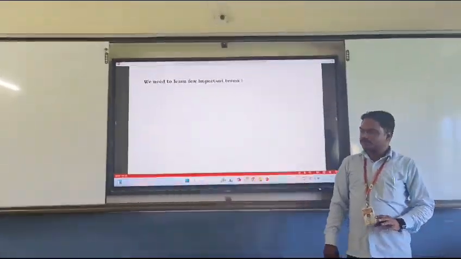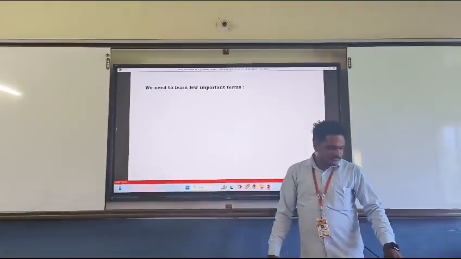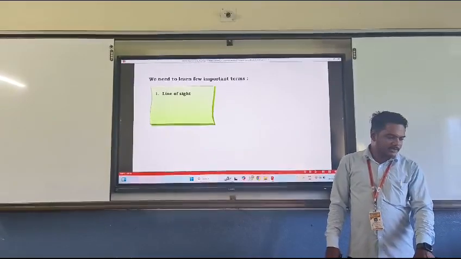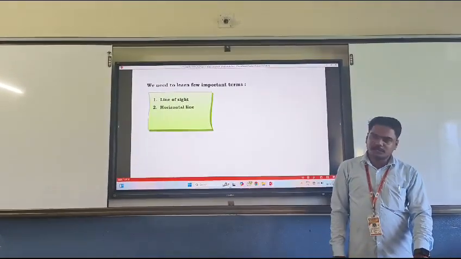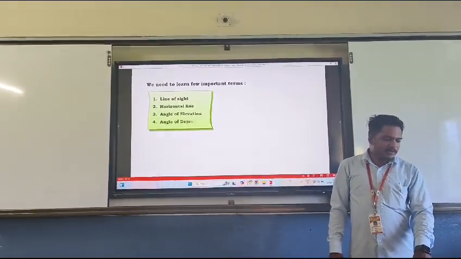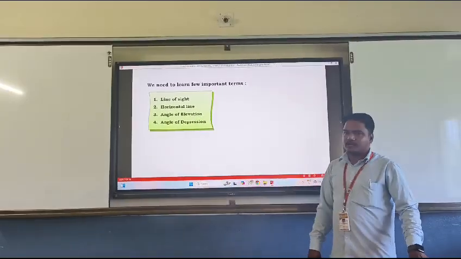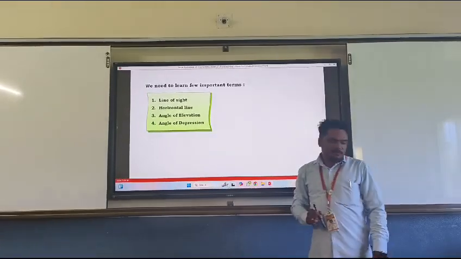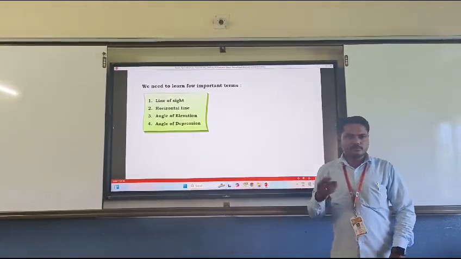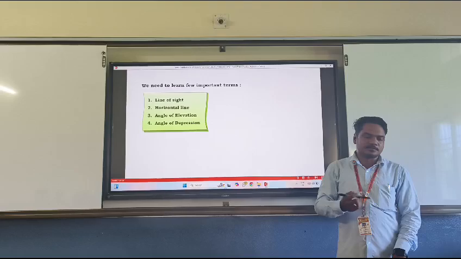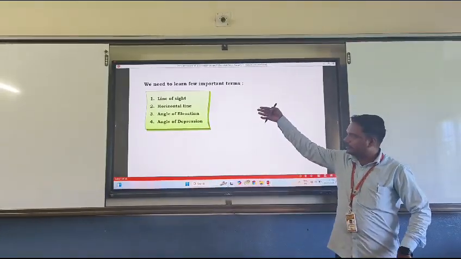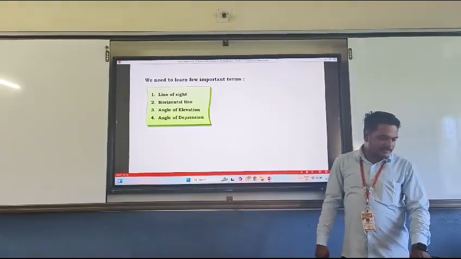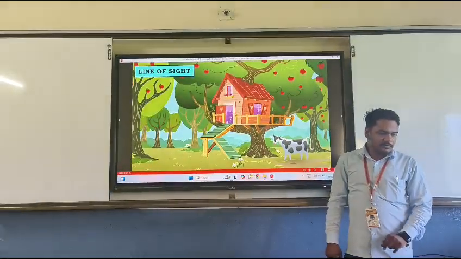Now we need to learn some terms related to height and distance. The first one is the line of sight, the second one is the horizontal, and then the angle of elevation and the angle of depression. These four things are very important. Whenever we try to solve problems based on the application of trigonometry, these four are the basic pillars.